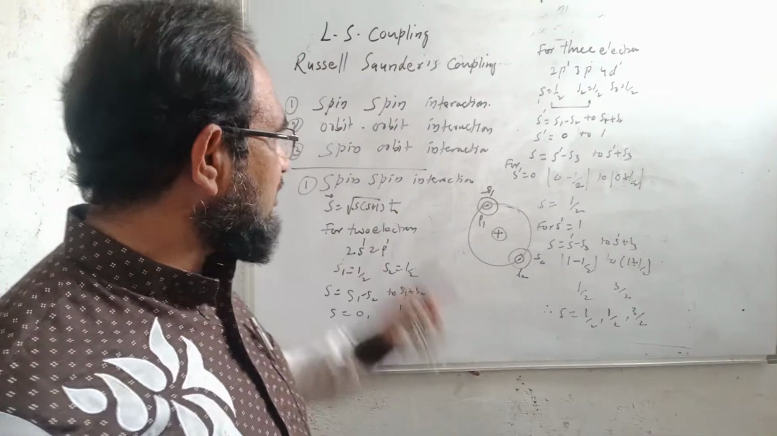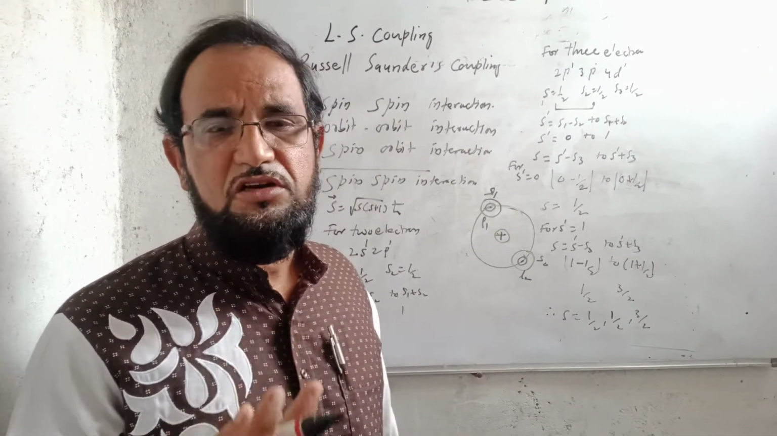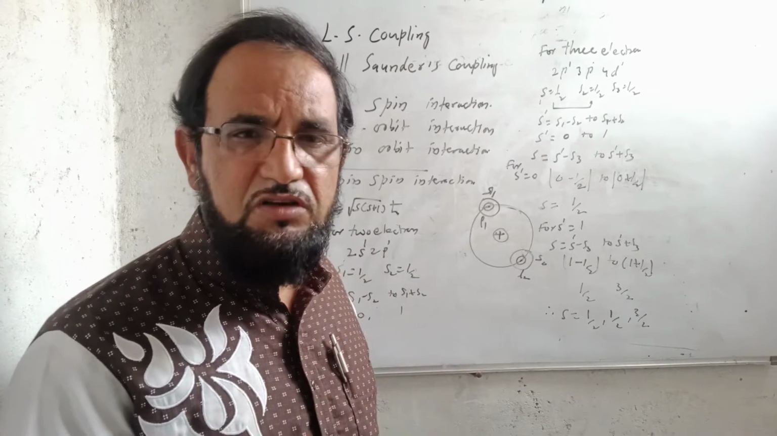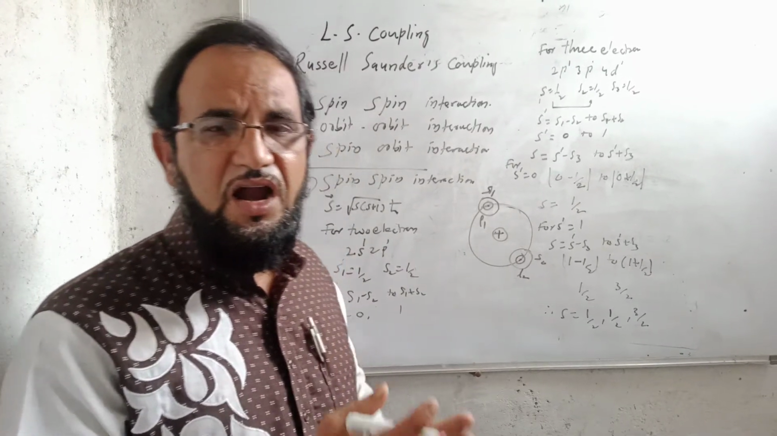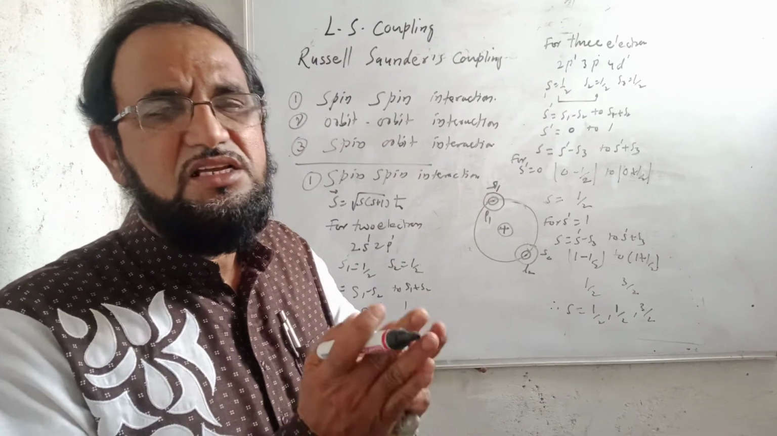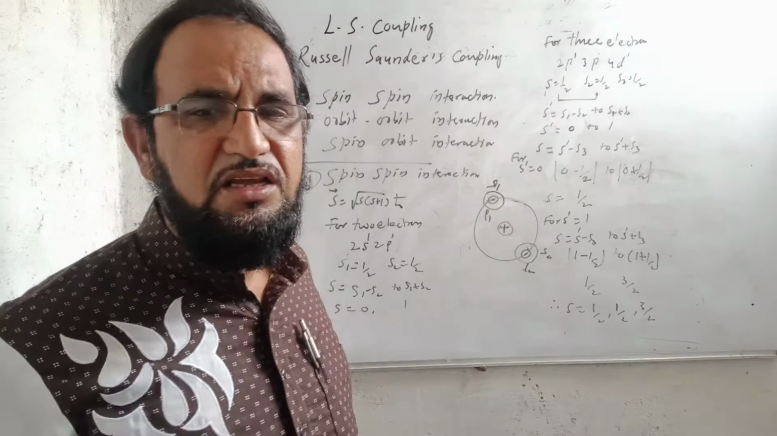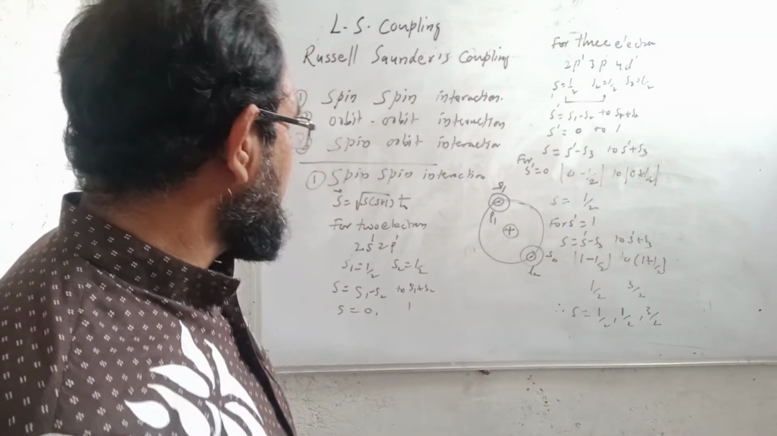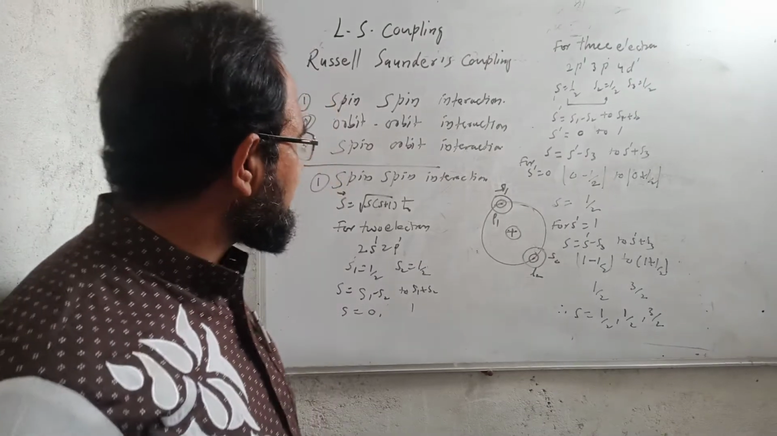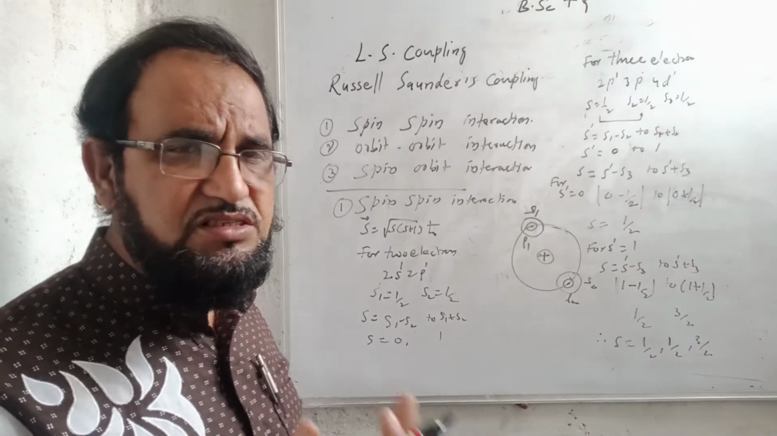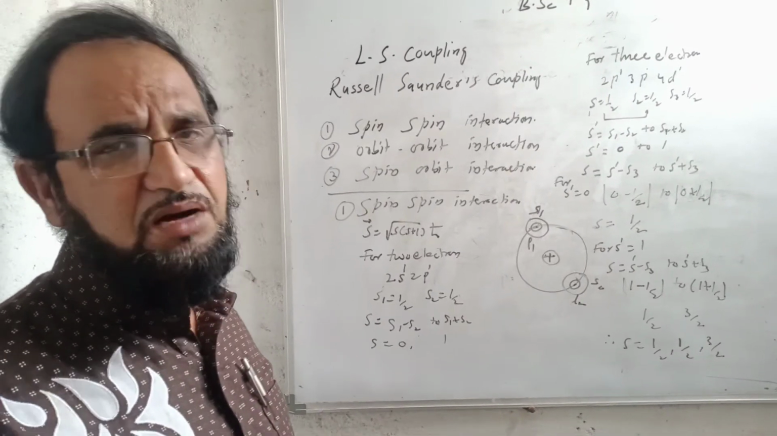Russell and Saunders are the two astronomers who studied the spectrum of the light coming from a star, and they found that when there is a split of the spectral line, then such type of coupling is necessary to study. So we can say that LS coupling means the orbital spin coupling.